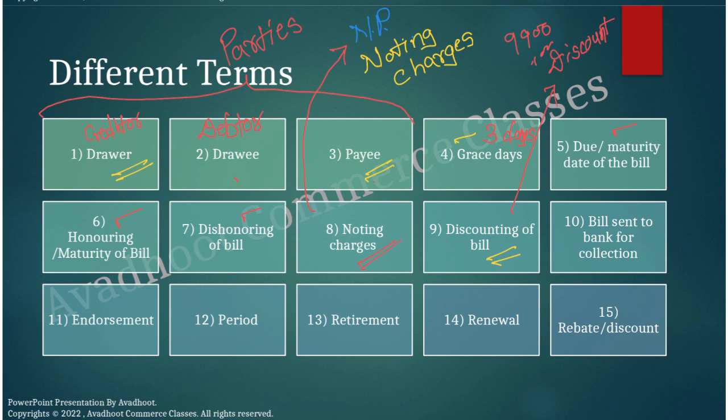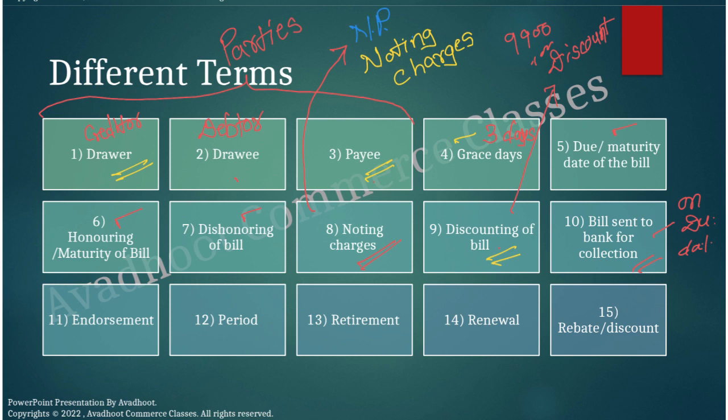That is called discounting of bill of exchange. What do you mean by bill sent to bank for collection? In case of bill sent to bank for collection, the amount will be received on due date and not immediately. This is the difference between discounting and bill sent to bank for collection.